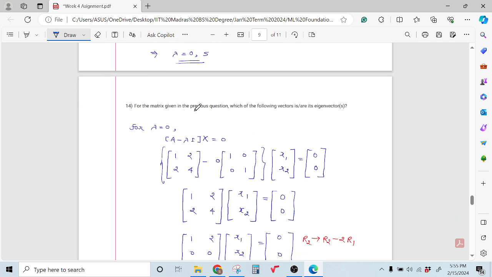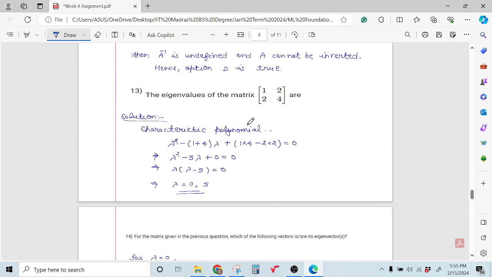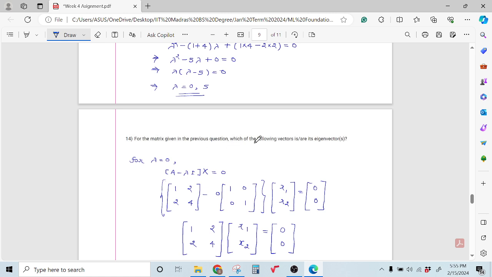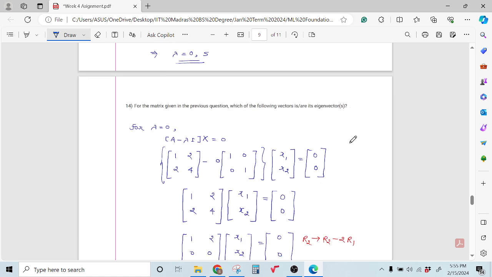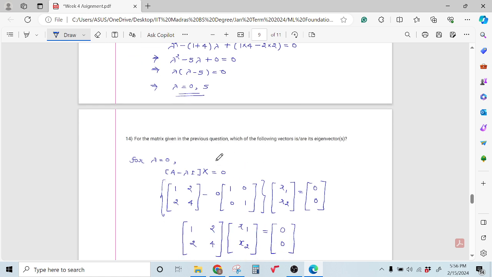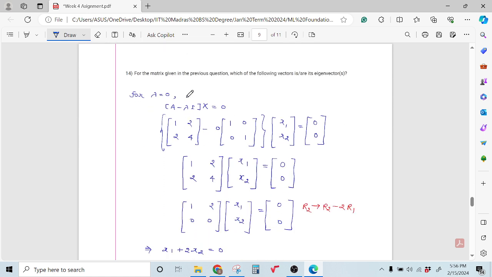For the matrix given in the previous question, 1 2 2 4, which of the following vectors are eigenvectors? The values of lambda for the above matrix are 0 and 5. So let us solve for lambda equal to 0. For lambda equal to 0, (A minus lambda I)x equal to 0, and by solving this we got [1 2; 2 4][x1; x2] = [0; 0].